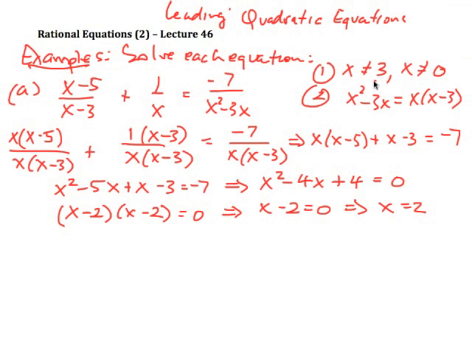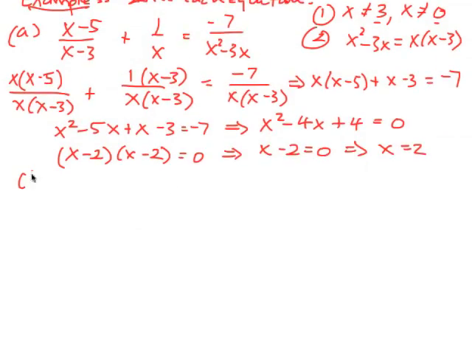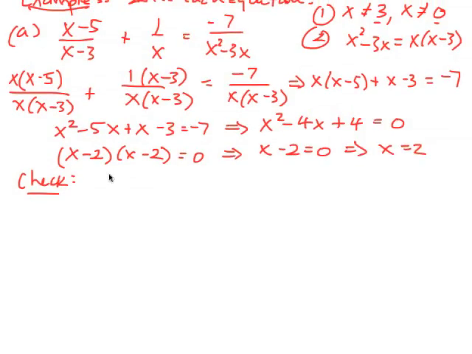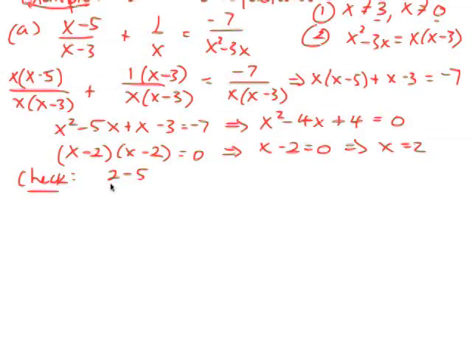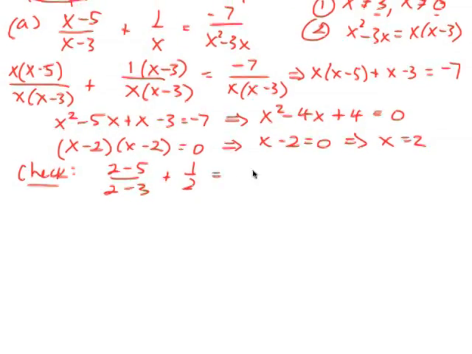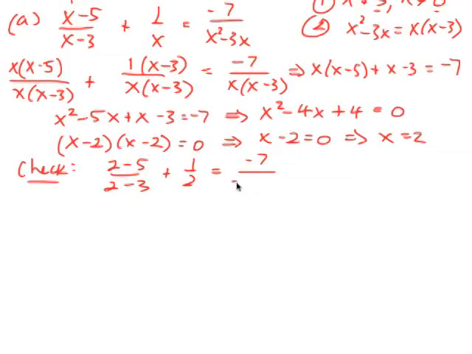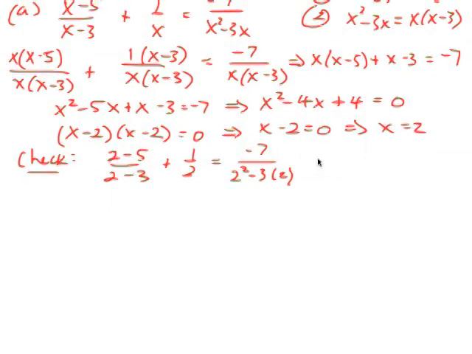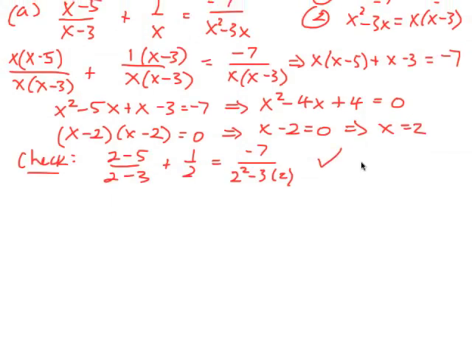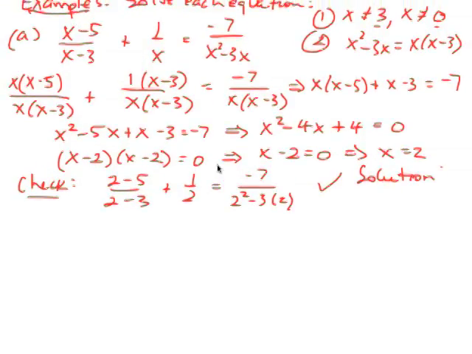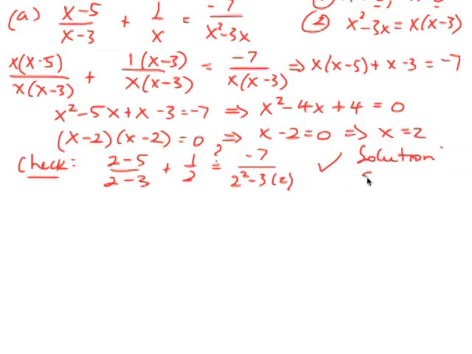Now 2 is not on our list of things we can't have, so 2 looks good, and we should check to be sure: (2 - 5)/(2 - 3) + 1/2 should equal -7/(2² - 3 times 2). And yes, you'll see that it is, and so our solution is 2.